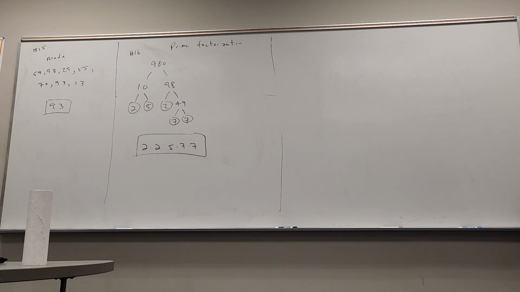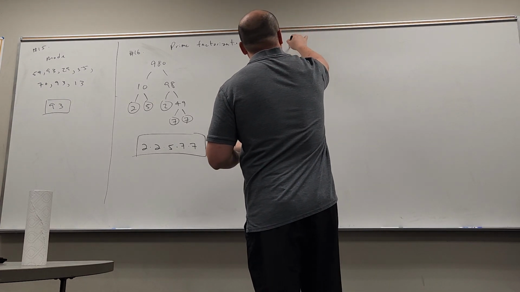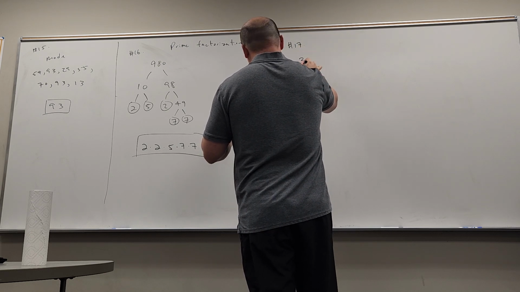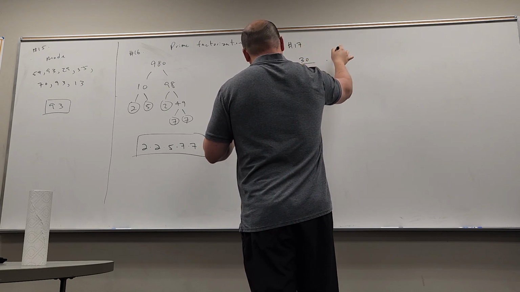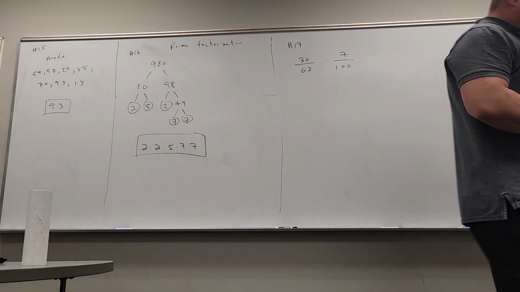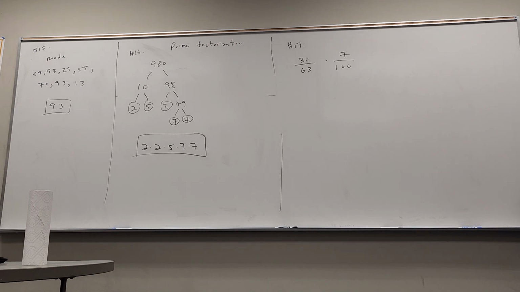Now what about number 17? 17 is 30 over 63 times 7 over 100. Just make sure you don't confuse that with addition and subtraction. When you add and subtract, you need a common denominator. But when you multiply, it's simply multiply across. The problem is these numbers are a little bit bigger, so you have to simplify if you can.